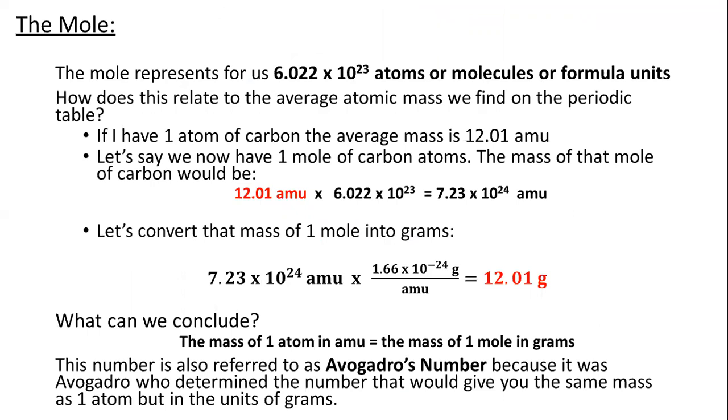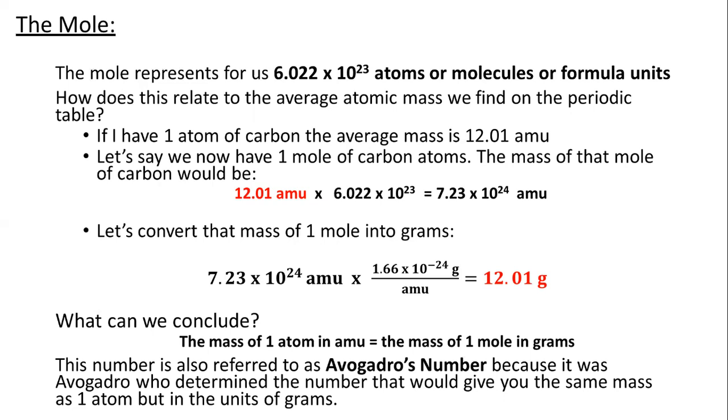And how does this relate to the average atomic mass we find on the periodic table? So if you remember from our periodic table, we will have a symbol for each element, and then we will have an atomic number that tells us the amount of protons and the amount of electrons that that atom has. And then we will also see that we have an atomic mass. So if I have 1 atom of carbon, the average atomic mass is 12.01 atomic mass units. And again, that can be found on the periodic table.